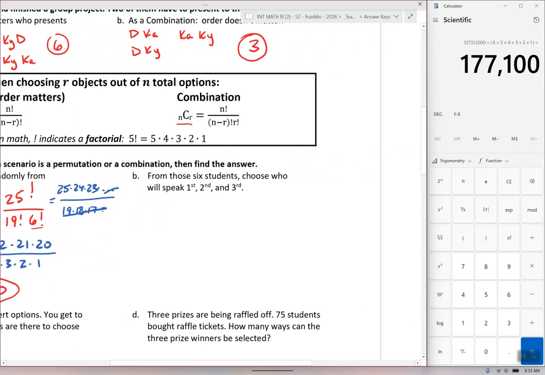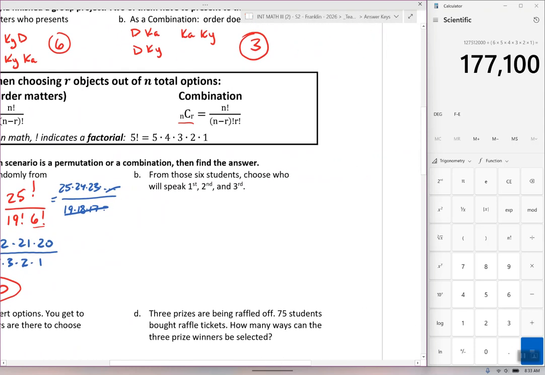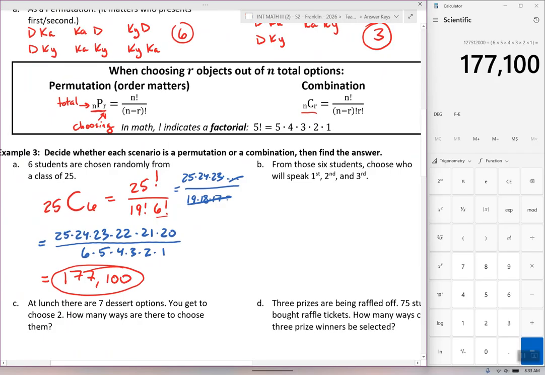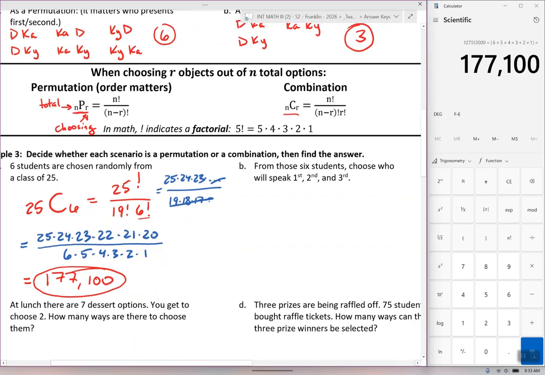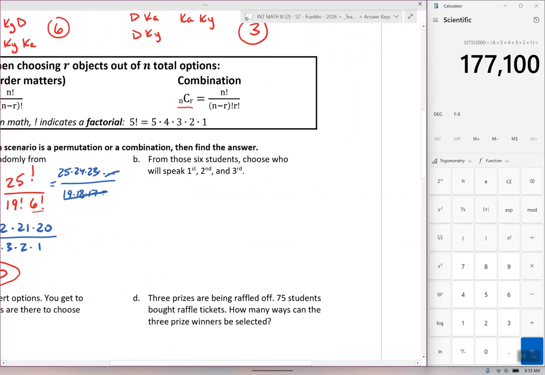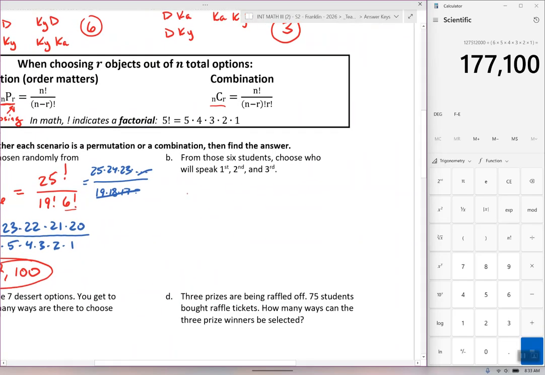All right, so for example B, we have from those 6 students, choose who will speak first, second, and third. So we're taking 6 students we chose from the 25, so the 25 doesn't matter anymore. But we're choosing who will speak first, second, and third. So what we have to do here is 6, and we're doing a permutation of 3. So we're choosing 3 from the 6, but order matters, so we're doing a permutation. And so this is going to be 6 factorial over 3 factorial.